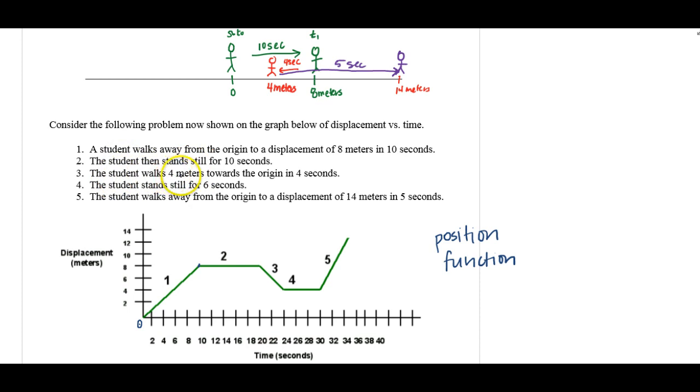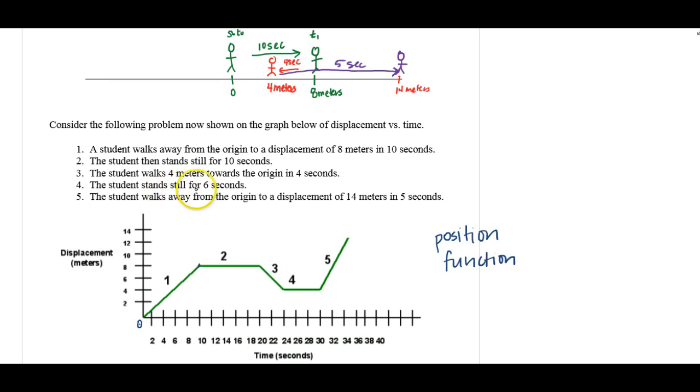Well, then the student walks 4 meters toward the origin in a total of 4 seconds. So we pick back up at 20 seconds when he stopped just standing there, and he's moving toward the origin. So the origin being the horizontal axis here. So he's moving back toward the origin, a total of 4 meters in 4 seconds. So between 20 and 24 seconds, he travels from 8 meters all the way down to 4 meters.